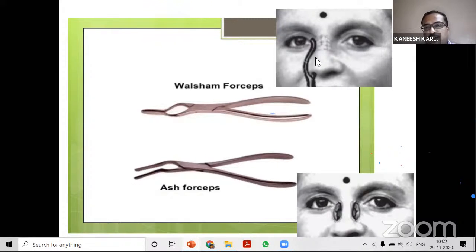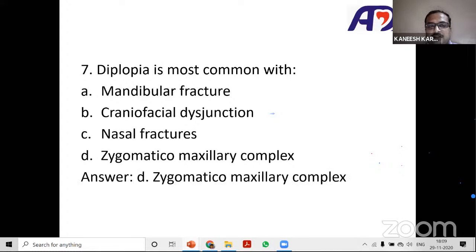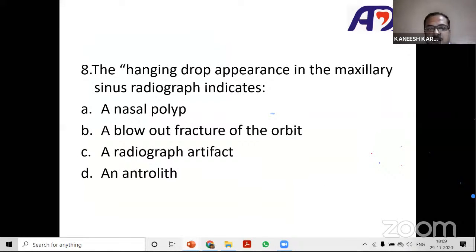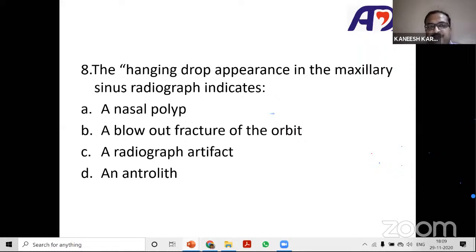Walsham's forceps is used to reduce nasal bone fractures, lateral nasal bone fractures. Ash's forceps is used to reduce the nasal septum. Diplopia is most common with, yes, zygomatico-maxillary complex fracture, because there is a fracture of the infraorbital ridge and there is a chance of muscle entrapment, especially the inferior rectus.